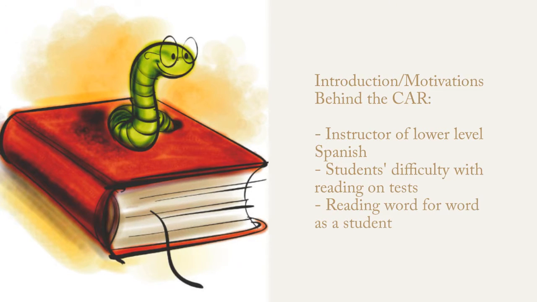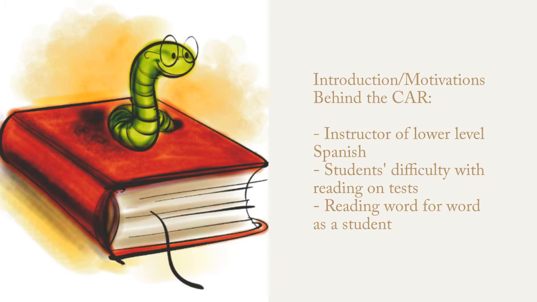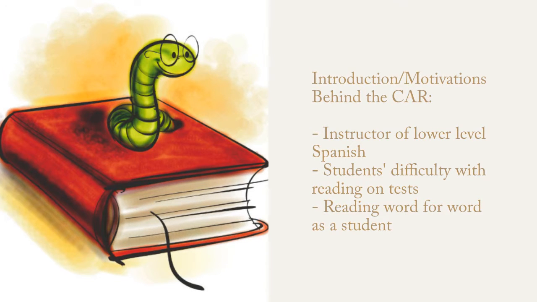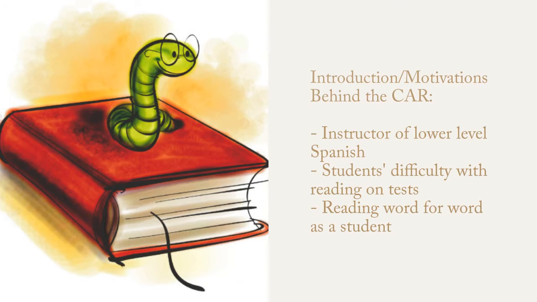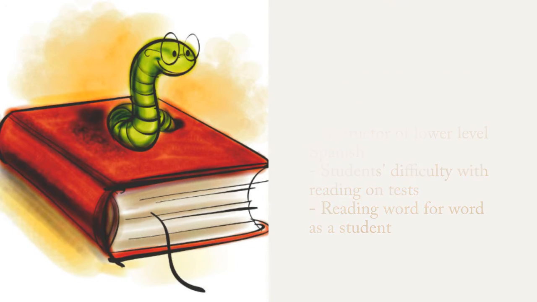I'm an instructor of a Spanish as a second language course, and I teach adult learners who struggle with ambiguity. Because of this, reading is difficult for them as they get caught up in the meaning of every word, and their test scores suffer as a result. I also remember reading word by word as a second language learner, and therefore wanted to consider a tool or strategy to help second language learners with their reading.